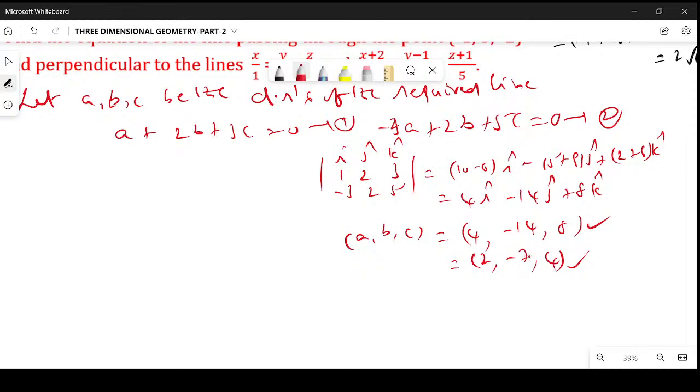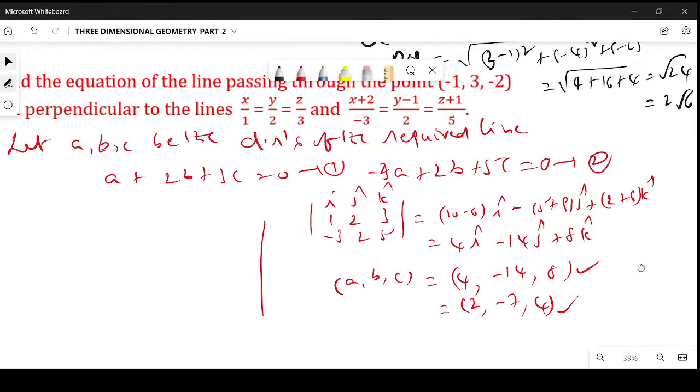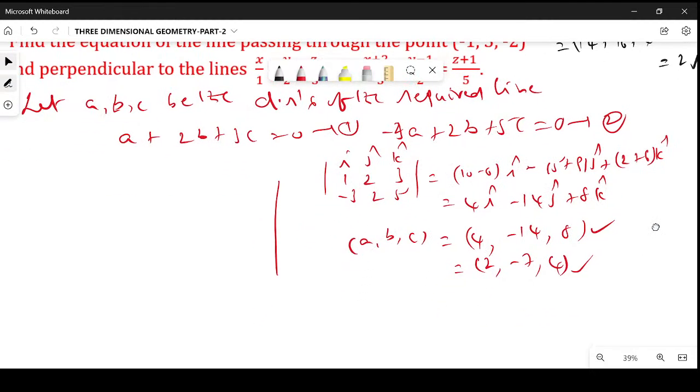So now we know the equation of the required line, passing through the given point (-1, 3, -2), with DRs proportional to this. What is the line equation I can write now? The given point x1, y1, z1 is minus 1, 3, minus 2.